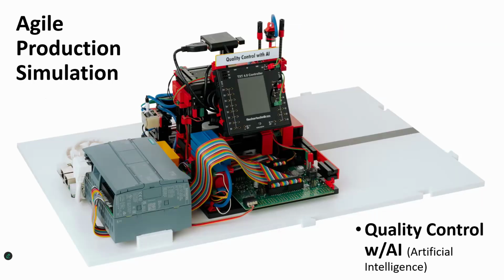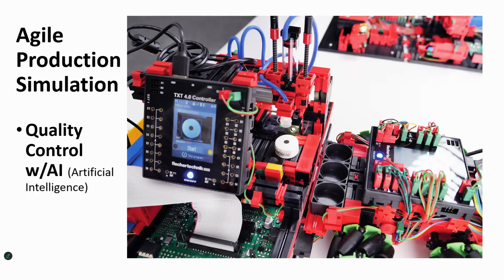And next up is going to be the quality control with AI module. Now, in the quality control module, a vacuum gripper, again at the station, takes the workpiece from the AGV, places it onto its own conveyor belt, where it is transported under a camera and scanned there.